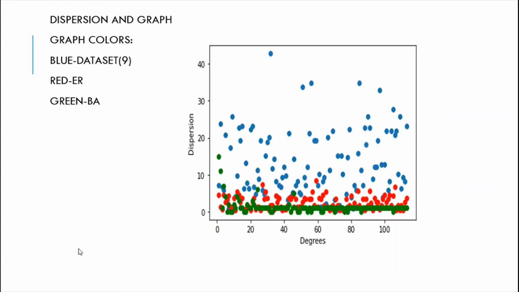Now seeing the dispersion graph, the notations are again the same: blue for dataset, red for ER and green for BA. The graphs are in the raw form for maintaining the degree of node and average degree. Red and green are the same, but blue is not the same. We will see in our values why this is happening.